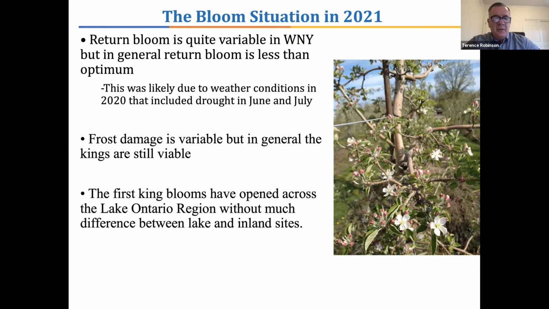As of today, the first king blossoms have opened across the Lake Ontario region. And there's surprisingly not a lot of difference in timing between the lake sites and the inland sites. The picture on the right is a Honeycrisp block in Wayne County that my technician took this morning. And when you look across that, there's 1 to 5 king flowers open on that tree as of noon today. But this tells us we're very close to needing to make decisions in relation to blossom thinning.